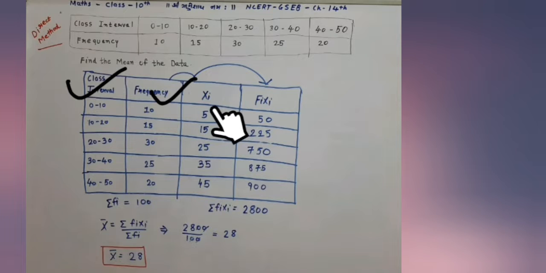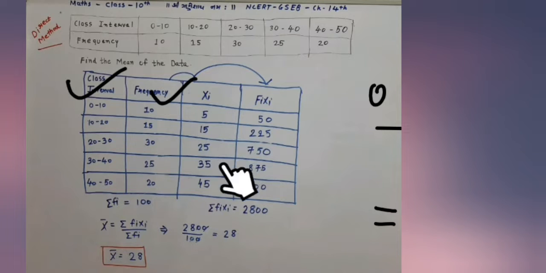That xi is what? We know that xi is the sum of the upper class limit plus lower class limit divided by 2. Here you can see the lower class limit is 0 plus 10 divided by 2, so you get 5. In the same way we can find the xi for every row: 5, then 15, then 25, then 35, then 45. So that's xi. And now we need to find fi xi.